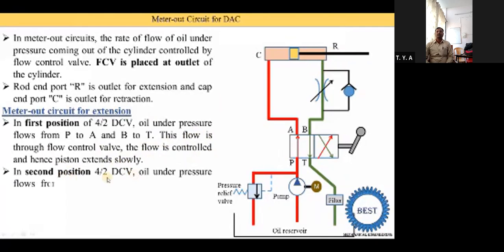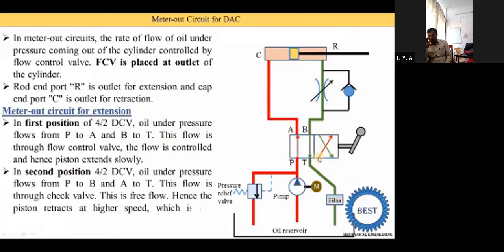In the second position of the 4/2 DCV, you see that the P port is connected with B and the A port is connected to T. This is called the second position. This flow is through the check valve, meaning when the oil comes from the P port, it is supplied to the B port. From the B port the oil comes here and has two options, either pass through the check valve or pass through the flow control valve. The oil does not flow through the flow control valve; it passes through this line, through the check valve, then comes here and enters the rod end port of the cylinder. So this is the free flow.